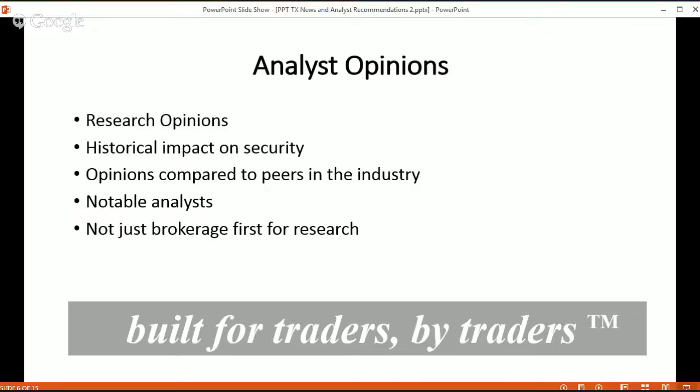So what you look at is what's the analyst's historical impact on the security. So a little bit of due diligence on the part of the traders. What is the opinion of the analyst compared to the peers in the industry? So is the analyst going against the grain a bit here? And that's something that's really important. Also, is it a notable analyst? Is it somebody who's known on the street, and that'll have a bigger impact on that particular information? And so again, not just brokerage firms. For the research, there's many companies out there that conduct research on particular securities.